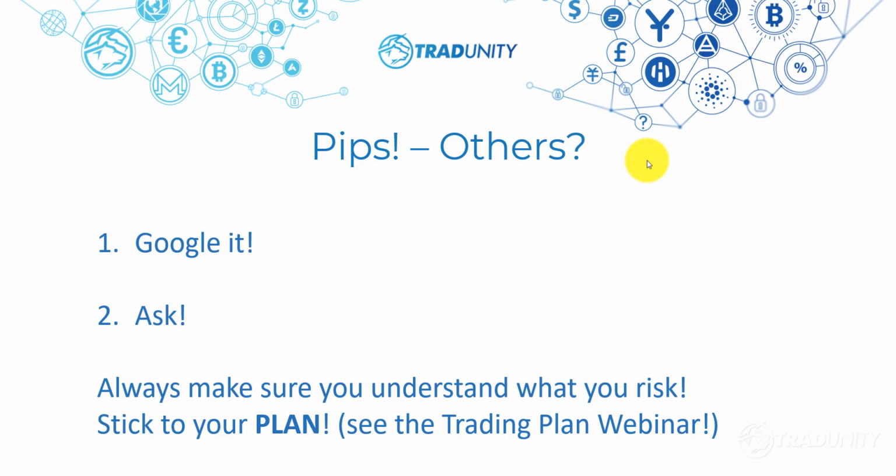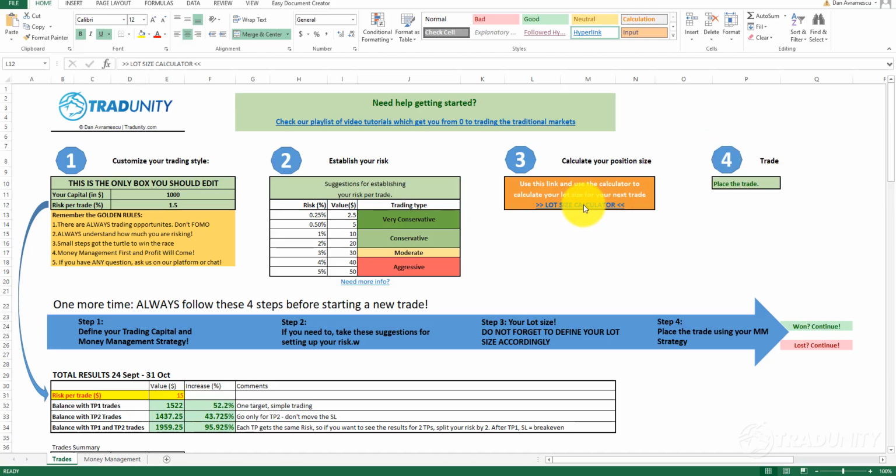Okay, but what if you want to trade something that I haven't mentioned? Well, it's quite simple actually. First of all, I will ask you to Google it and see if you can find the information somewhere on how to calculate the pip. And in case you cannot find it, you can always ask us. But first try to find it yourself, because it might depend on a specific instrument which only you want to trade.